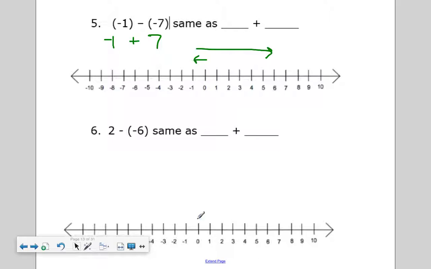And last example, 0, go to 2 units to the right. Minus negative 6. What's the opposite of negative 6? Positive 6. So it goes 6 units. 1, 2, 3, 4, 5, 6. I stop at 8. So the answer is 8. What if I want to rewrite this as an additive expression? Keep it, add the opposite. The opposite of negative 6 is 6. 2 plus 6 is 8.